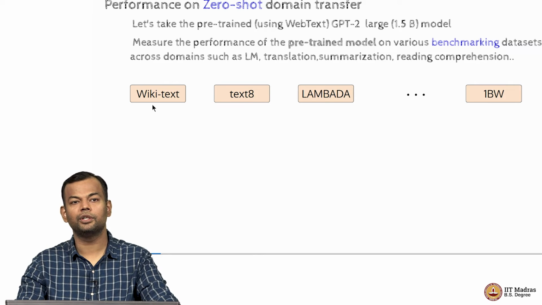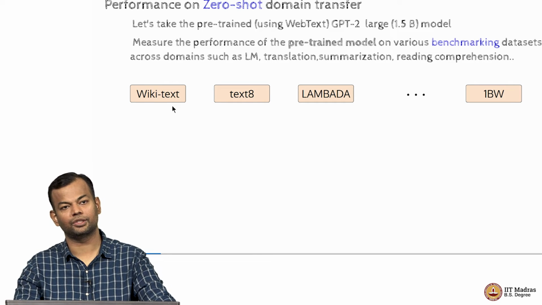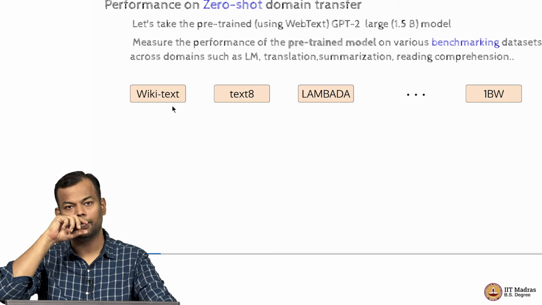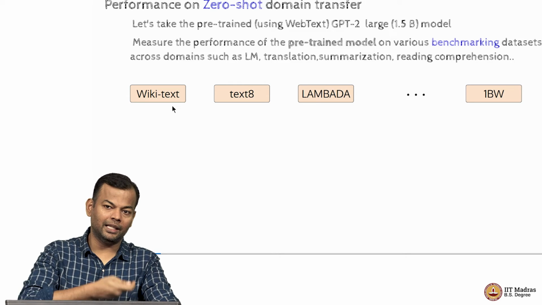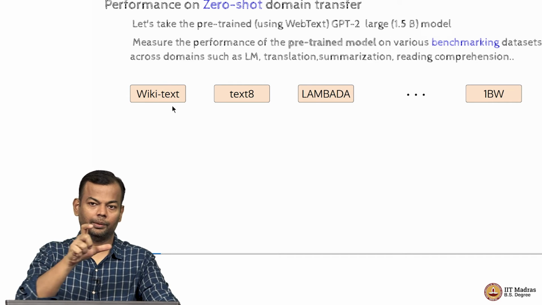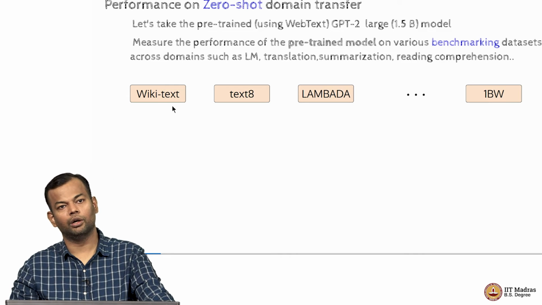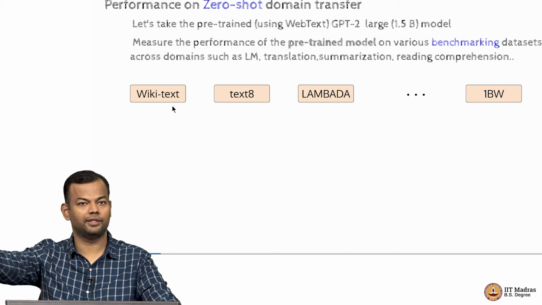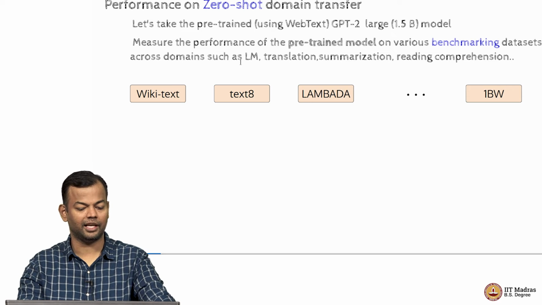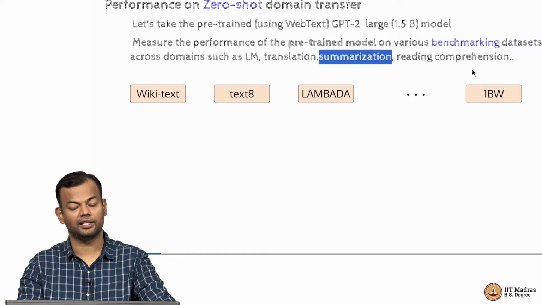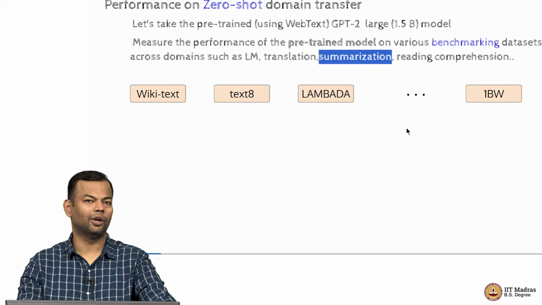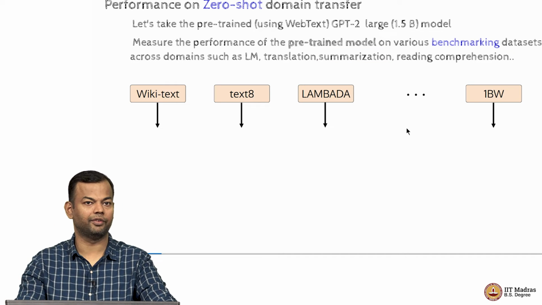So now how does it do on the next token prediction task on WikiText? They took some Wikipedia articles, took a sentence from there, gave it some initial words from the sentence, and checked how well it predicts the rest. So that's the task of language modeling. They also looked at the translation task, summarization task, and reading comprehension. The names that you see here are all data sets for these different tasks.